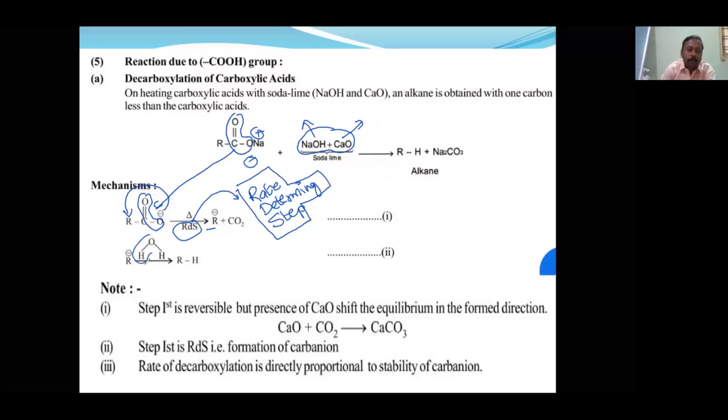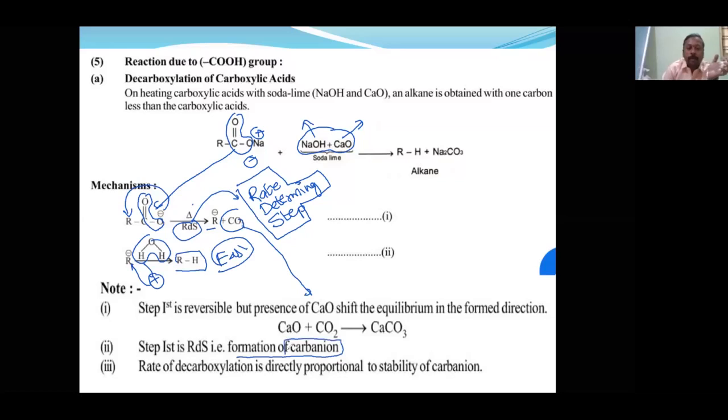HOH, this H will be positive. So H positive will attach itself. This is a fast reaction. So rate of reaction depends on the RDS, and it is reversible, therefore to avoid that we will use the CaO. CaO will take out that CO2 as soon as it is formed, so that as per Le Chatelier's principle, if one of the products is removed, then it will go only in the forward direction. So RDS involves the formation of carbanion.